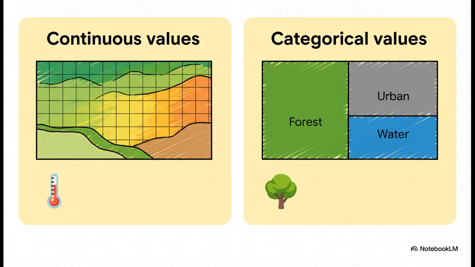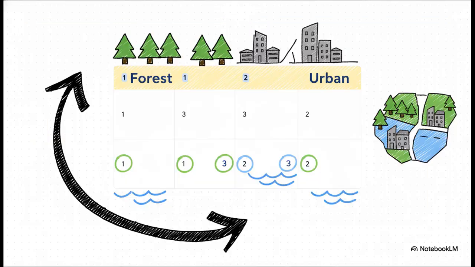Then you have categorical values. These are for distinct categories or classes, things like forest, city, or water. It's one or the other. And check this out. Here's a perfect example. We're looking at a simple grid of numbers, but that number 1 isn't just a 1. It actually stands for forest. The 2s represent urban areas, and 3 is water. All of a sudden, this boring-looking grid of numbers transforms into a map. It's a super simplified but totally readable picture of a landscape.